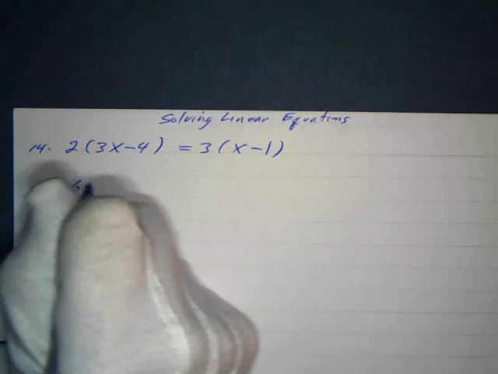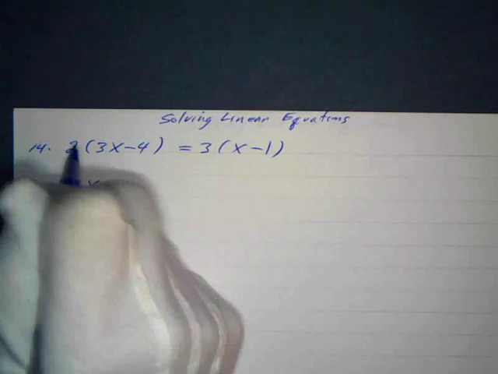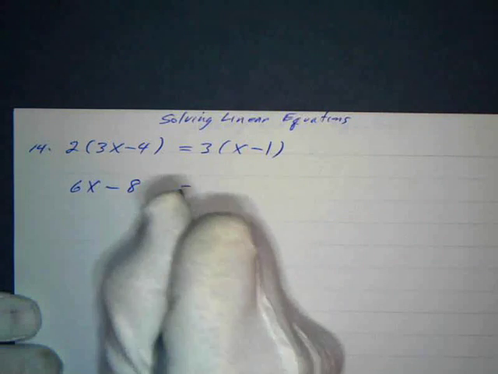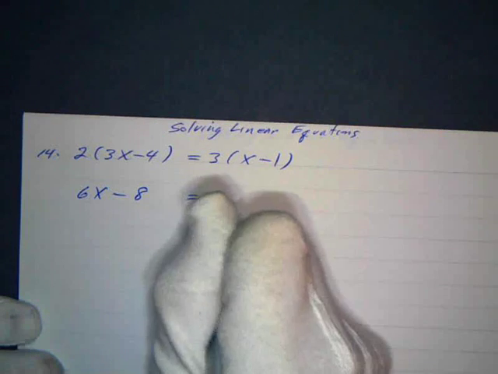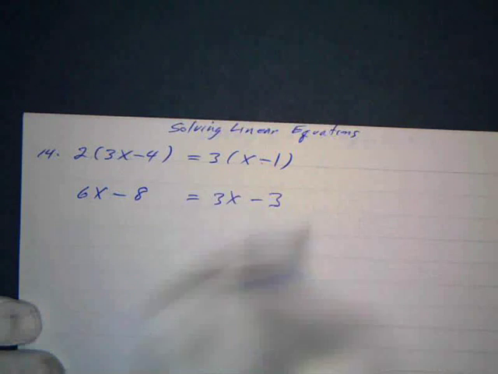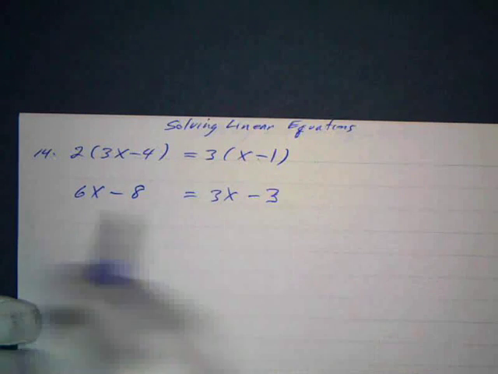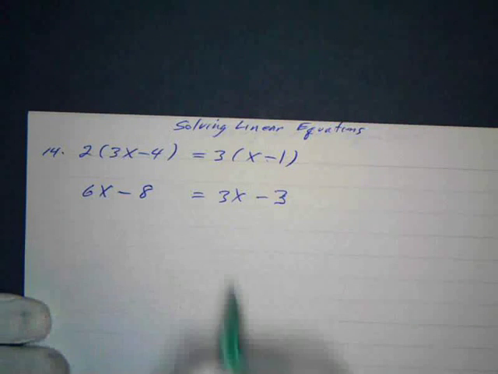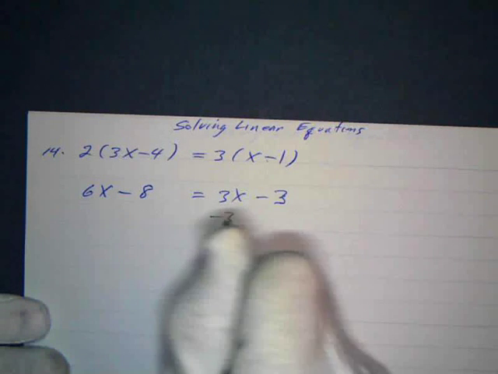So 2 times 3 is 6, so I've got 6x. And a positive times a negative is a negative, and 2 times 4 is 8. And that equals 3 times x is 3x, and 3 times negative 1 is negative 3. And now I have an equation like we did earlier. Variable number, variable number. I try to get all my variables on the left. I've got more positives there, so I'll subtract 3x from both sides.